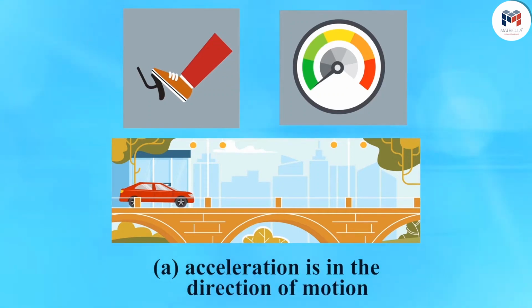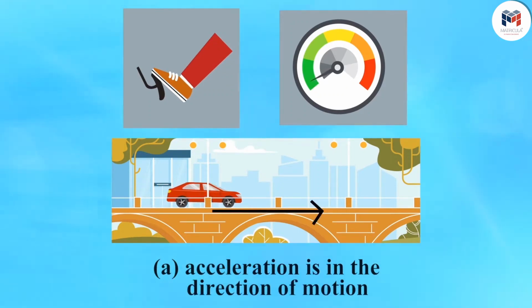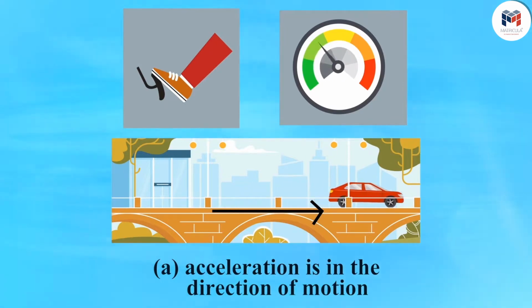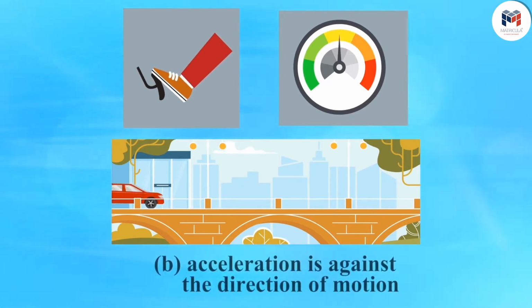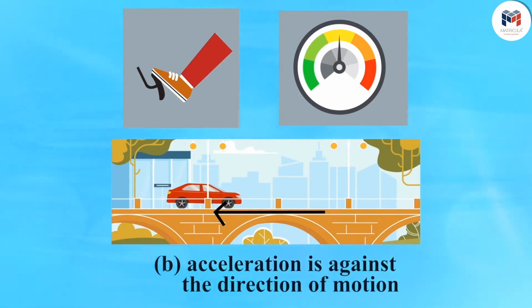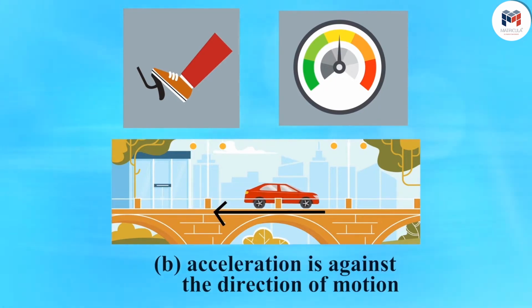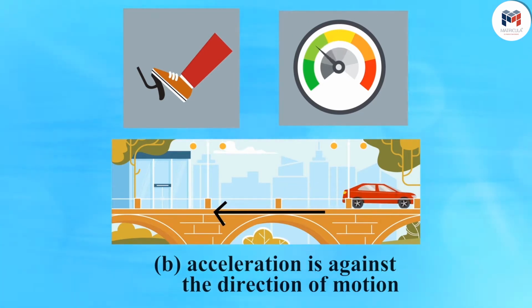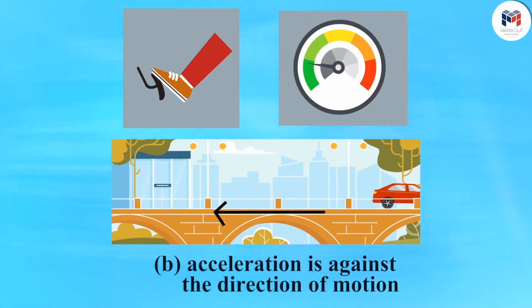A. Acceleration is in the direction of motion. Here, when the driver pushes the accelerator pedal, the car starts from rest and the speed keeps on increasing. Here, the acceleration is positive. B. Acceleration is against the direction of motion. Let's observe a moving car. Driver applies the brake and the car slows down. Although the car's direction of motion is towards right, the acceleration is applied in the opposite direction. Here, we can say that the acceleration is negative.